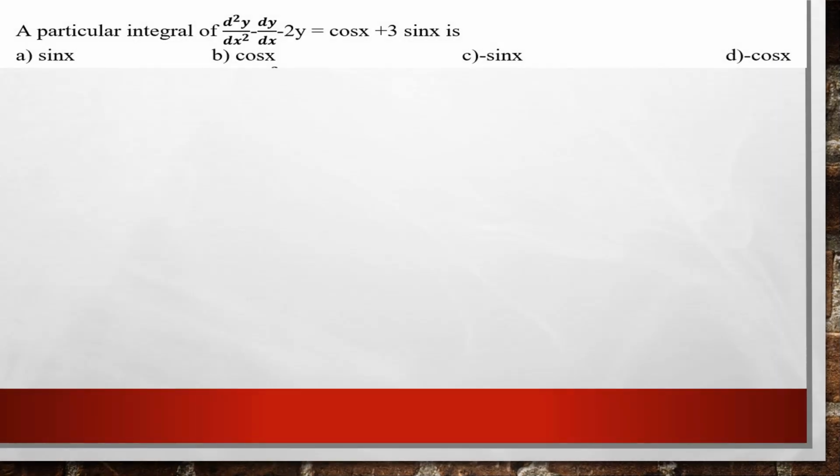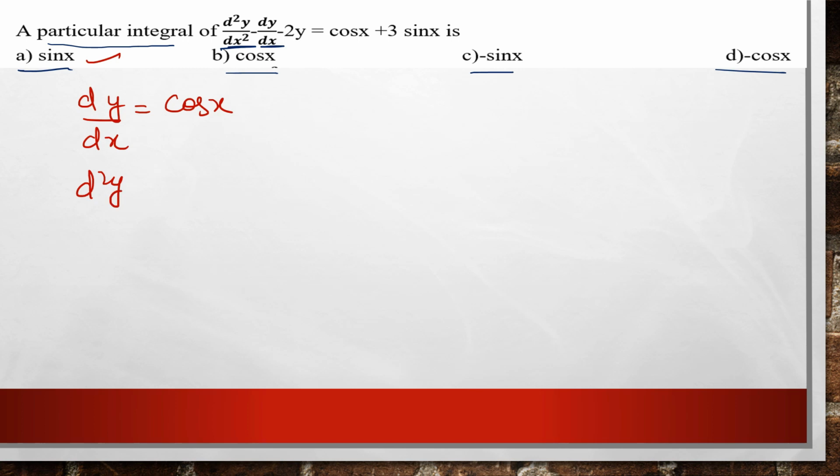The next question is again of a higher order differential equation with constant coefficients, and they are asking you about the particular integral now. One approach is the direct method. The second is that you can find the second order derivative and first order derivative, place the values, and whichever function satisfies your equation is the correct one. For example, for sin x, first of all, what is dy over dx? That is cos x. What is d square y over dx square?